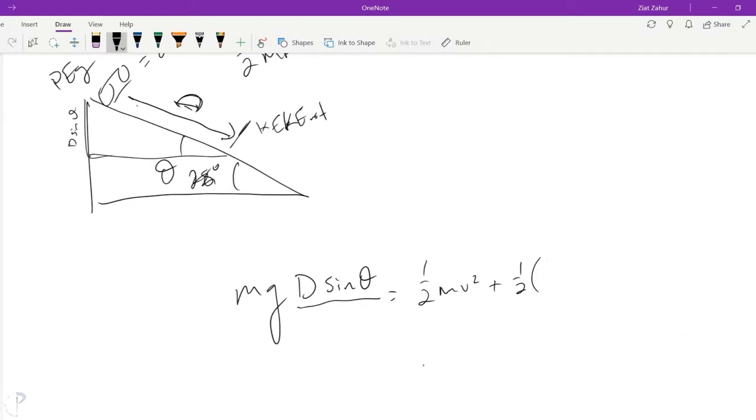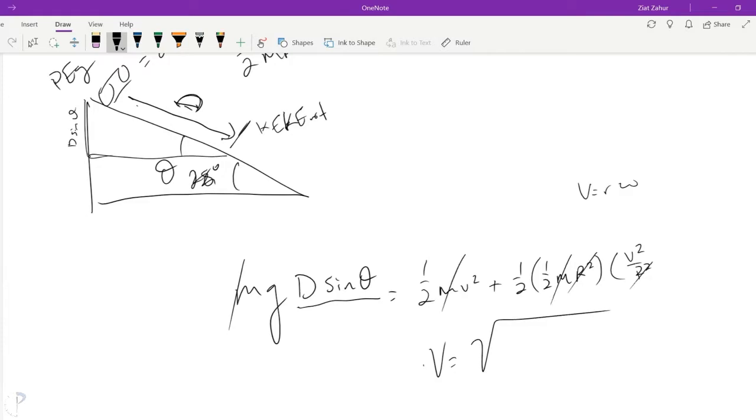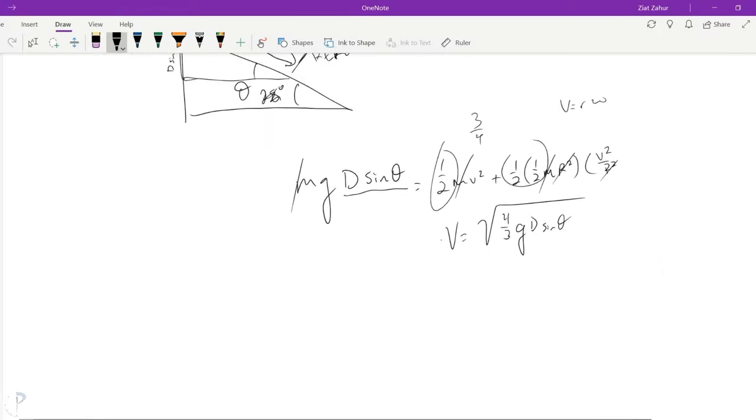I for a disk is 1/2 mr squared, and then recall that we rewrite omega as v over r. V equals omega r, so you get v squared over r squared, and the r's cancel, and then you simplify. You get v is equal to the square root, m's cancel. This is 1/2 plus 1/4, which is 3/4, and then invert it. So 4/3 g times d sine theta. There we go. And then from there it's just a kinematics problem.